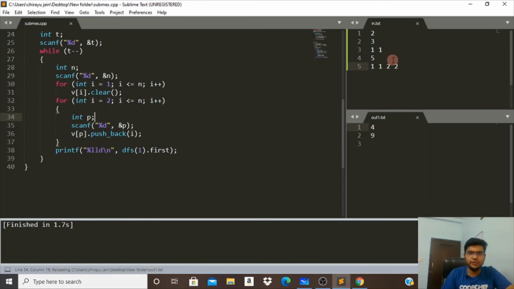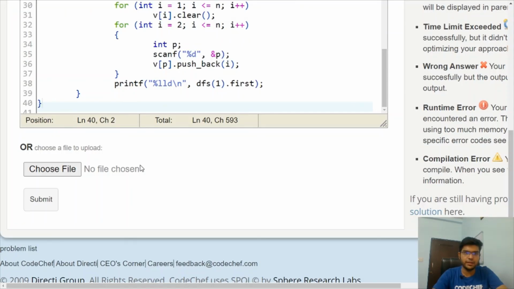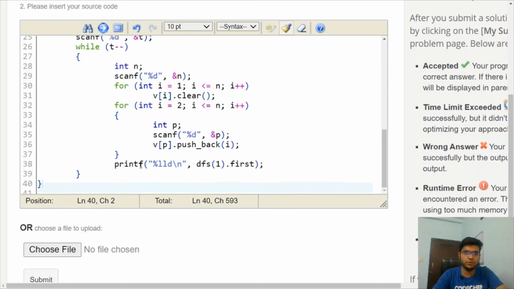Okay, so for this particular input, we are getting the values 4 and 9. That is the right value of the sample test case. Now it's time to submit this particular code on CodeChef. Okay, so now let's submit this particular code on CodeChef.